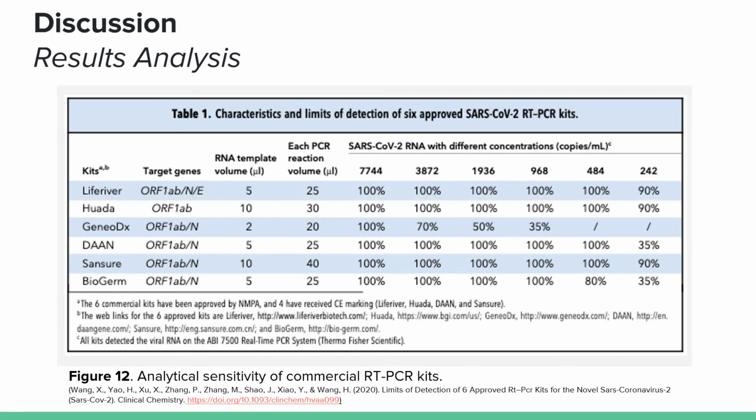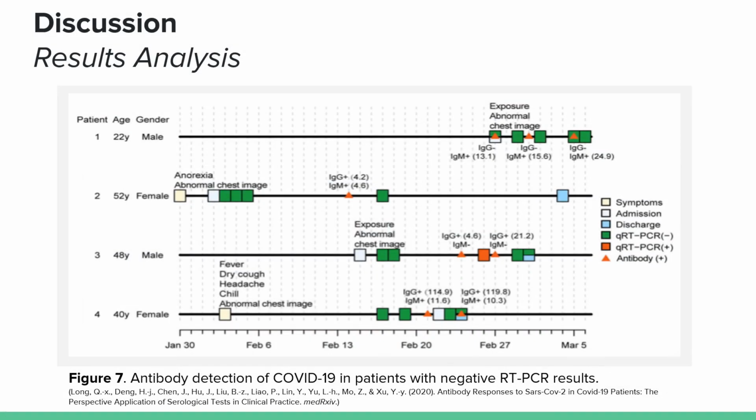Figure 12 shows the heterogeneous analytical sensitivity of real-time PCR, limited by biological source, sample collection, and detection limits. To evaluate the efficacy of antibody response serological testing, Long et al. examined suspected COVID-19 patients who returned negative real-time PCR results. As seen in Figure 7, 4 cases demonstrated positive immunoglobulin G or M presence, substantiating COVID-19 diagnosis, suggesting serological testing may mitigate the limitations of and offer potential alternatives to real-time PCR.